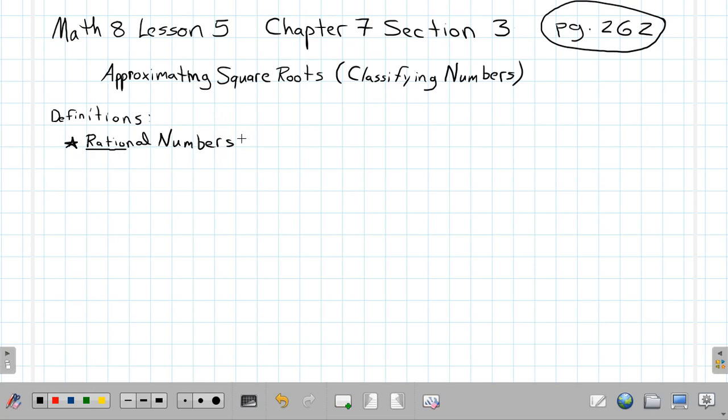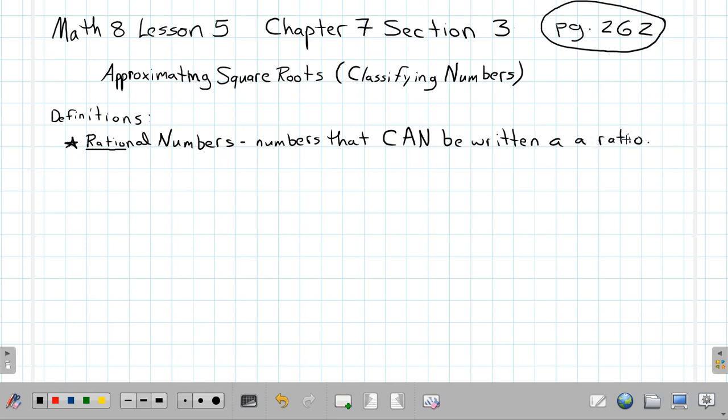So if we see that the word rational starts with the word ratio, we're going to say that rational numbers are numbers that can be written as a ratio.